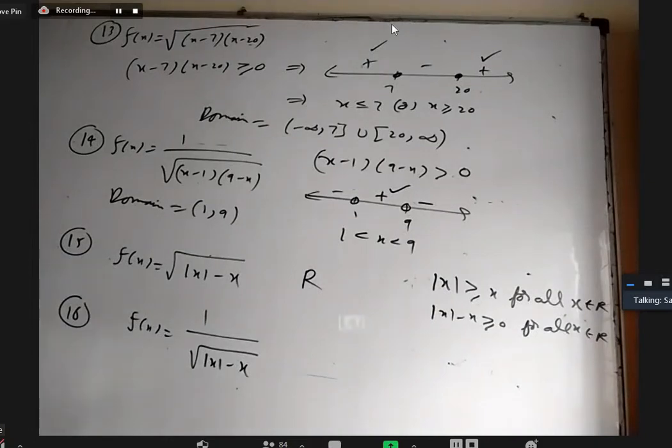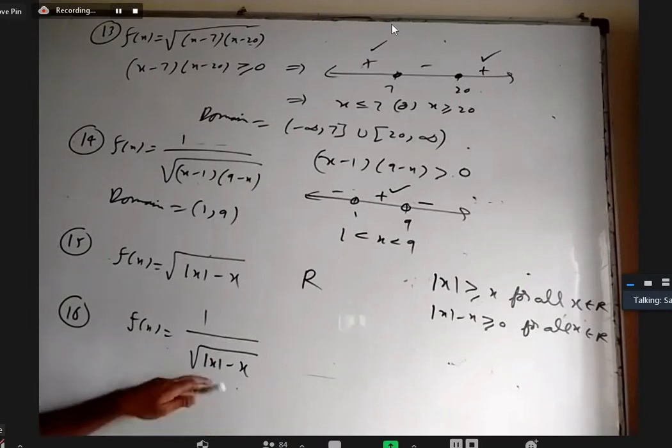What about the 16th one? Sir, null set. X less than 0, sir. Yeah, it is not a null set. For negative numbers, it is defined.